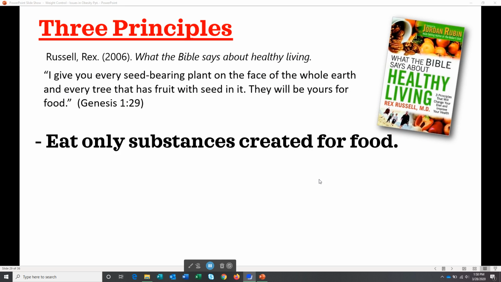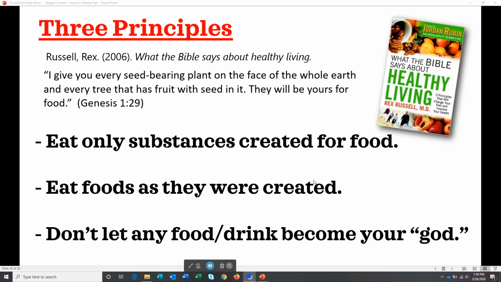In Genesis, he said, I give you every seed-bearing plant on the face of the whole earth and every tree that has fruit with seed in it. This will be yours for food. Eat foods as they were created, and don't let any food or drink become your God. Don't fall into a habit of making poor choices be your ruler.